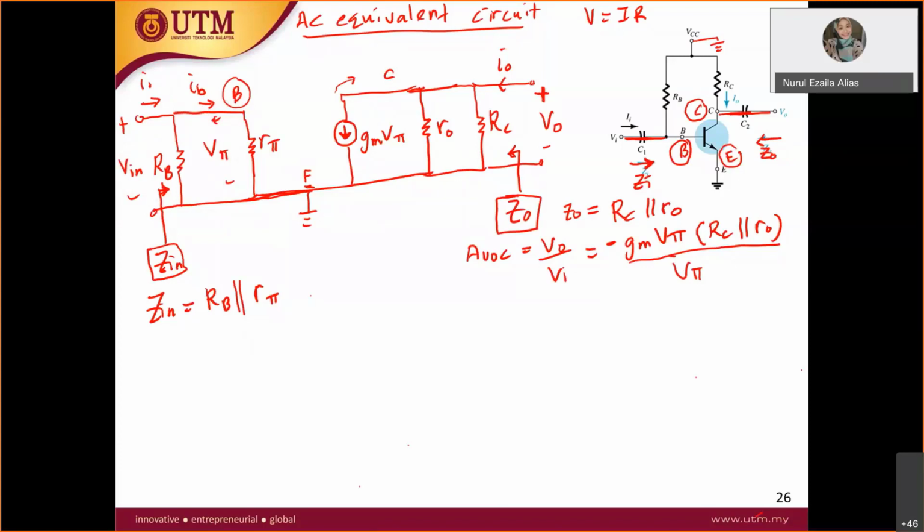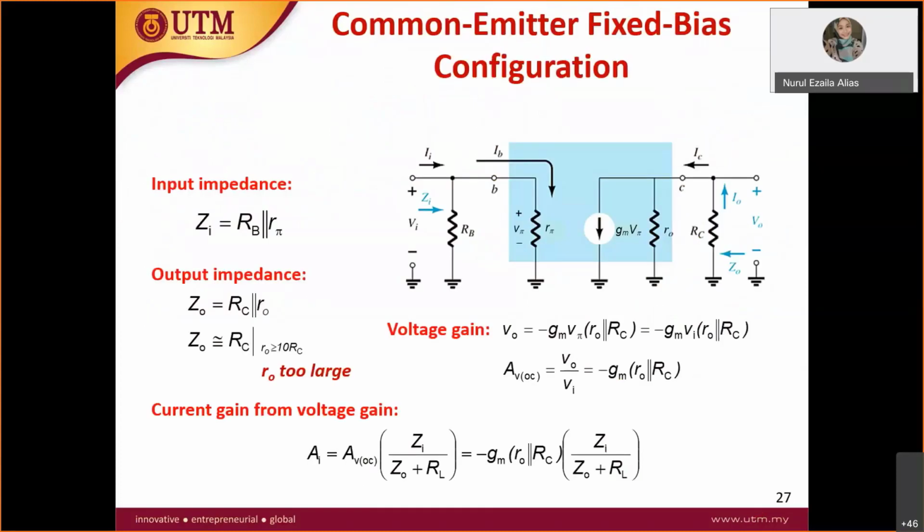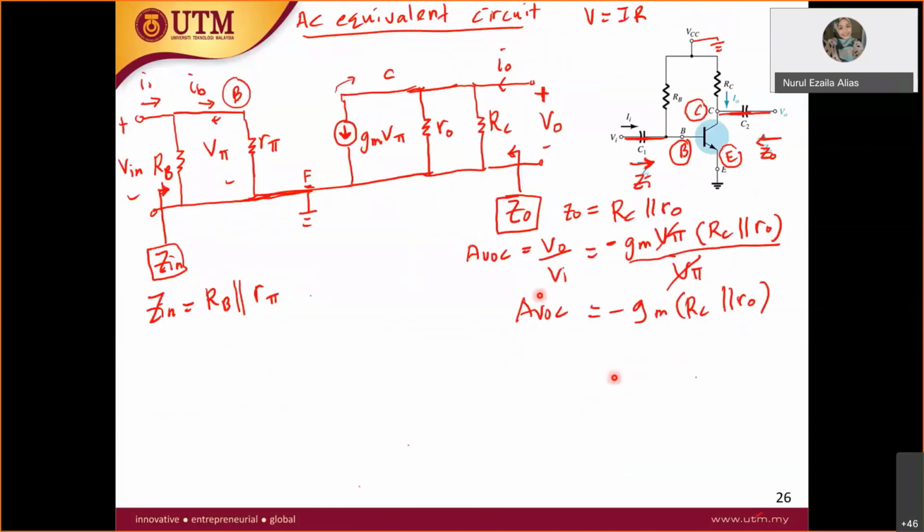That's how you get your AVOC. You can simplify by canceling out the V pi. Now your AVOC becomes negative gm times RC parallel r naught. So this is your AVOC. The equation stated that AVOC is equal to negative gm times r naught parallel RC.